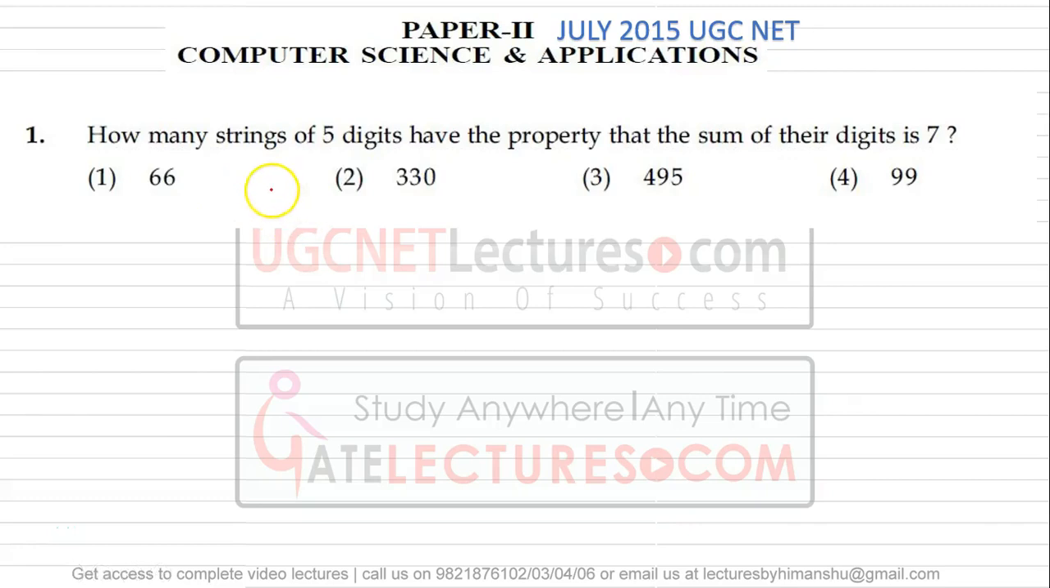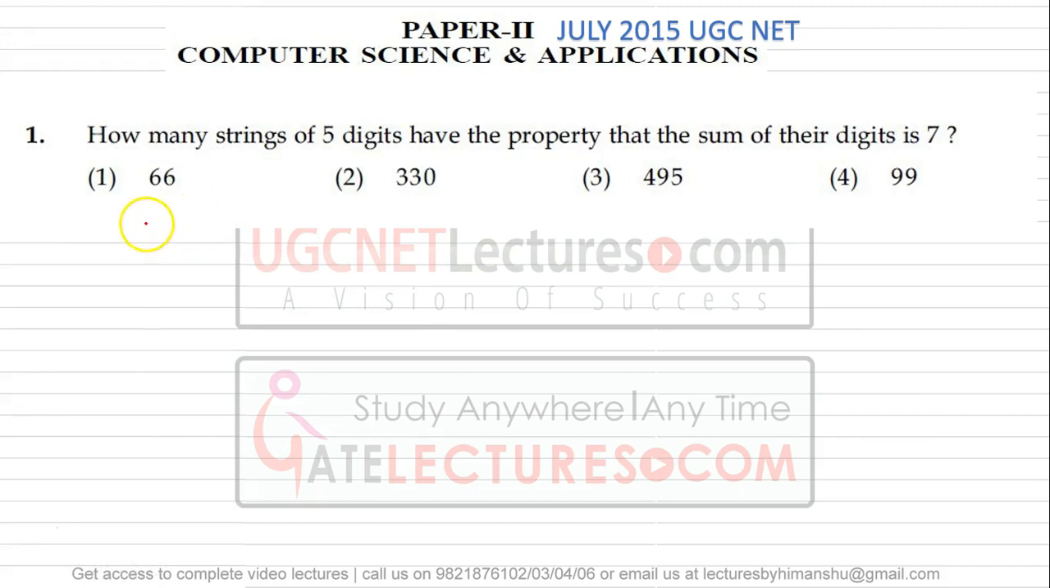Okay, question number 1 from UGC NET July 2015. This question says, how many strings of 5 digits have the property that the sum of their digits is 7? What does it mean? We have a number of 5 digits and the sum of their digits is 7. So we have to count such strings.